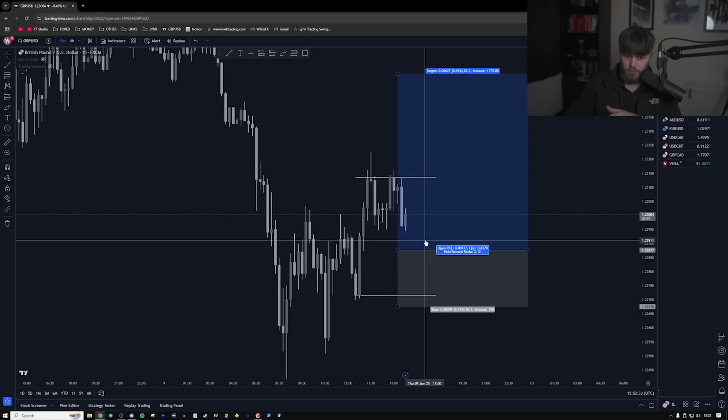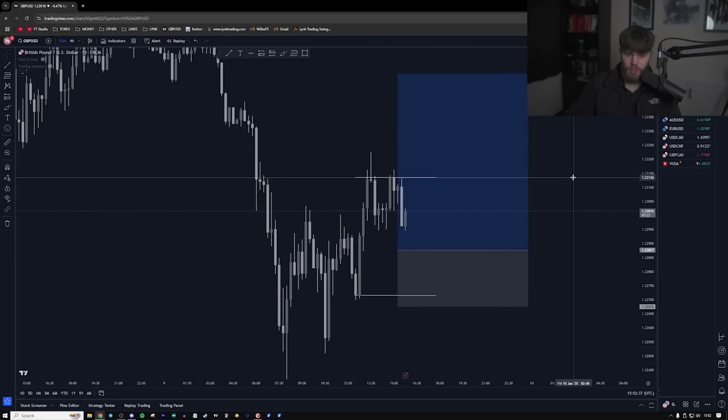And if price tags me in, then goes up and can't break this high here, then also I don't want to be in the trade. It's as simple as that. So 7 minutes left of this candle. Hopefully we go to the downside a little bit further so I can get tagged into the trade.